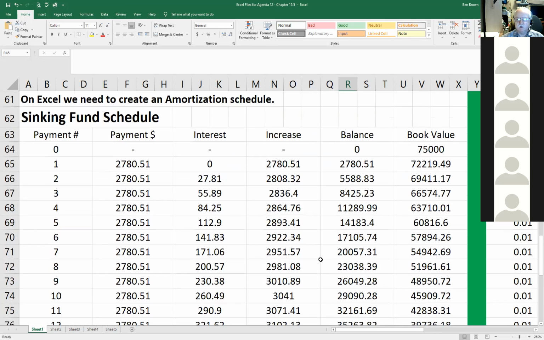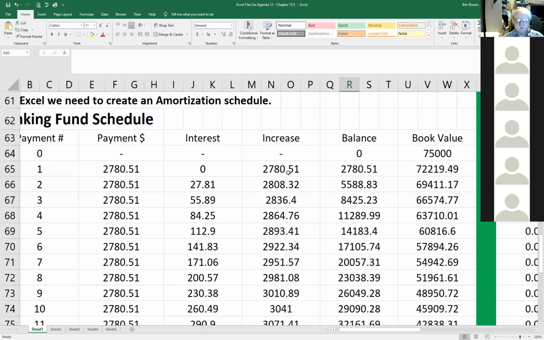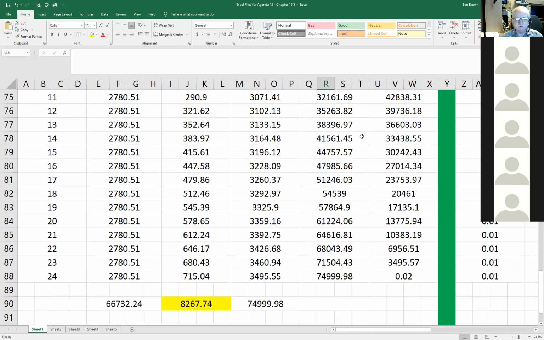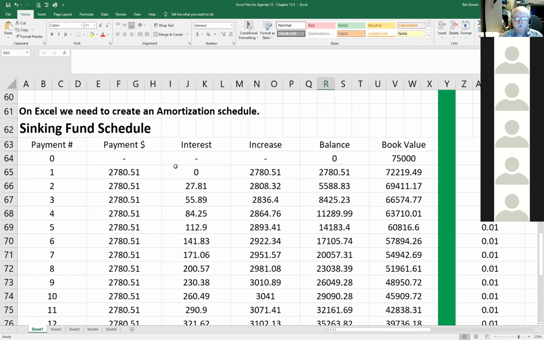Or we could create what I call a sinking fund schedule, which is really an amortization schedule. The nice thing about doing it this way is it at least lets you see the whole sort of process for 24 payments. And as I've sent you this file, you can take a look at the calculations being involved here. And I always add the rate on the side here, it's easier.